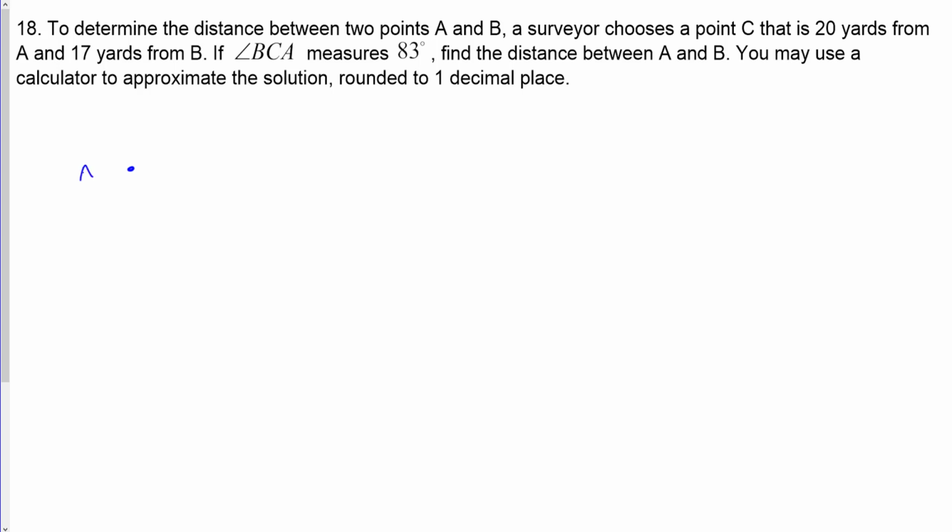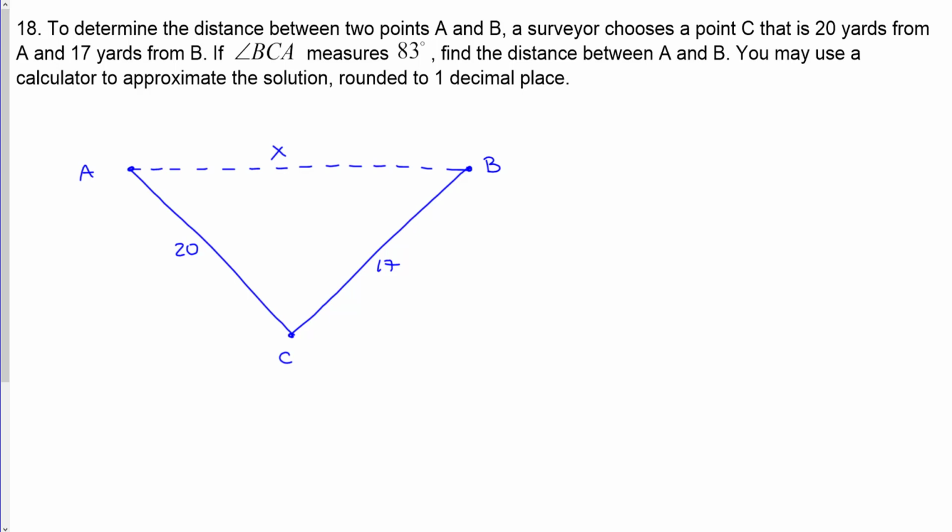All right, so we have some points A and B. We're trying to figure out the distance between them. So I'm going to call that x. But then we have a third point C, and we know the distance from C to A, that's 20 yards. And then the distance from C to B is 17 yards. And the angle BCA, so that's this one, is 83 degrees.